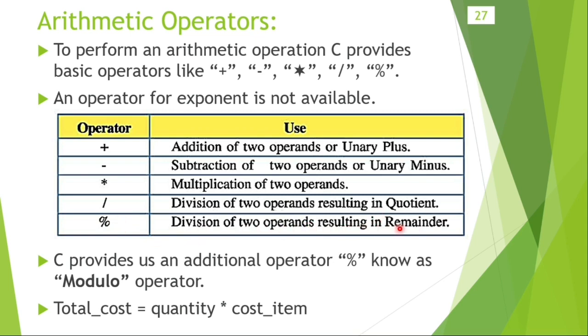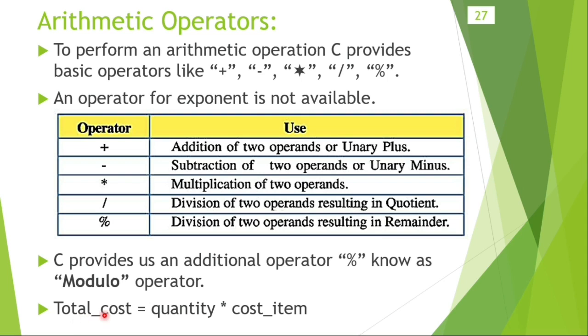And percentage is division of two operands, where the result is the remainder. So we use the percentage sign. C provides us an additional operator, percentage, known as the modulo operator. Remember that this has some MCQs.